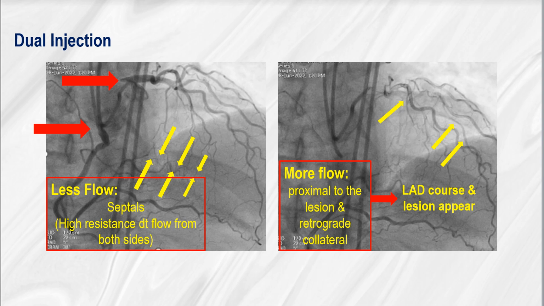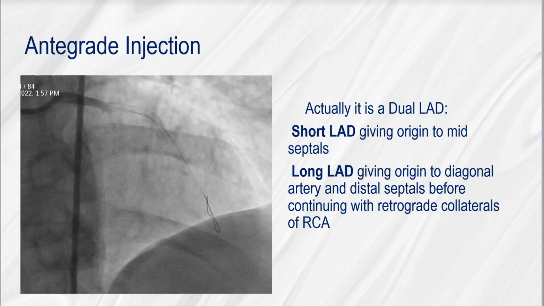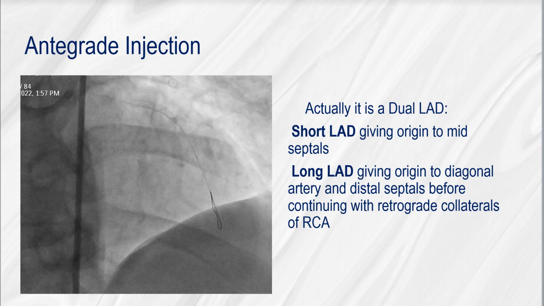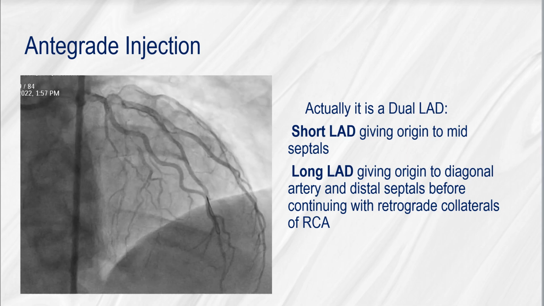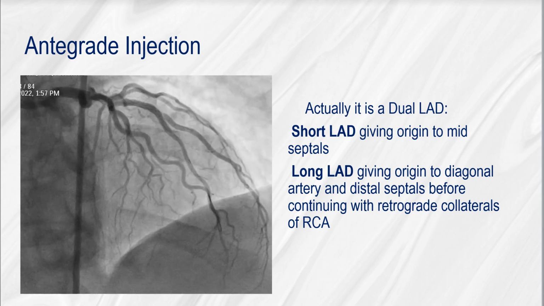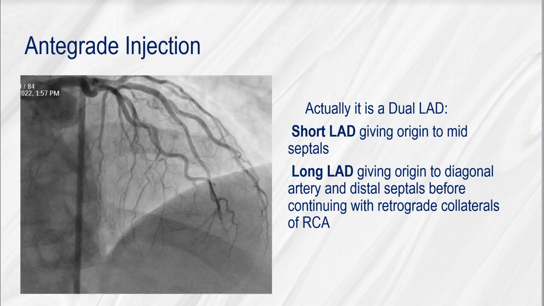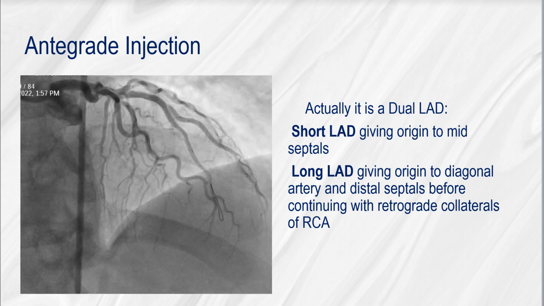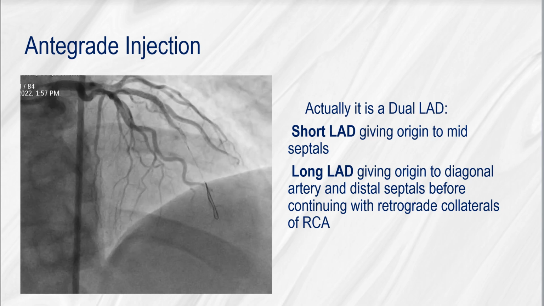While with dual injection, there is less flow across the septals due to high resistance due to flow from both sides, followed by more flow proximal to the lesion and retrograde collaterals. So the LED course and lesion appeared. Actually, it is dual LED, with short LED giving origin to mid-septals and a long LED giving origin to diagonal artery and distal septals before continuing with retrograde collaterals of RCA.